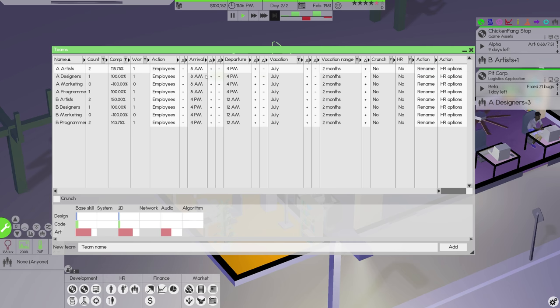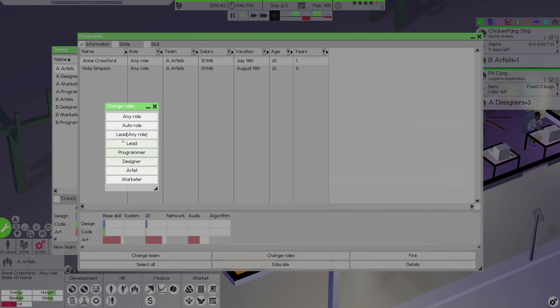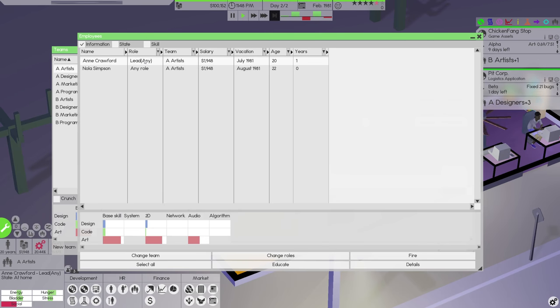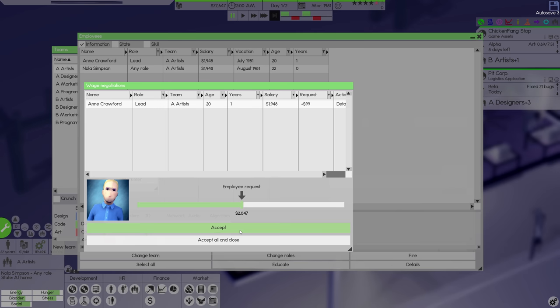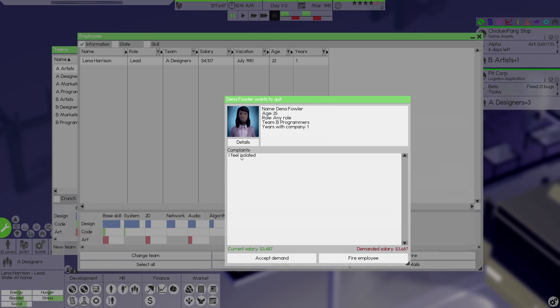I need a team leader at first. Who has seniority? I think Anne has seniority. So yeah, you're going to be lead any role. Or just in general, lead. Sure, and since you're elite now, you can have a little bit of extra cash monies. That's totally okay. Alright, Dina Fala wants to quit. I feel isolated. Current salary, except she wants 200 more.